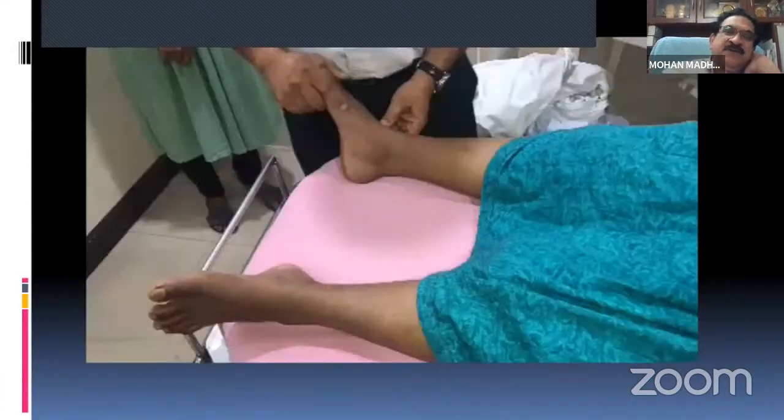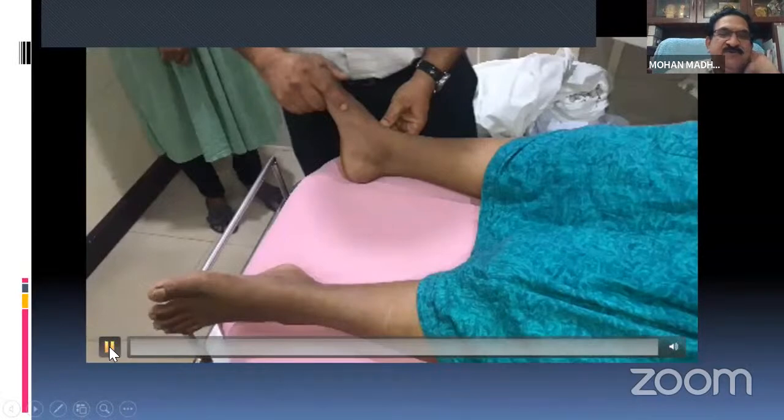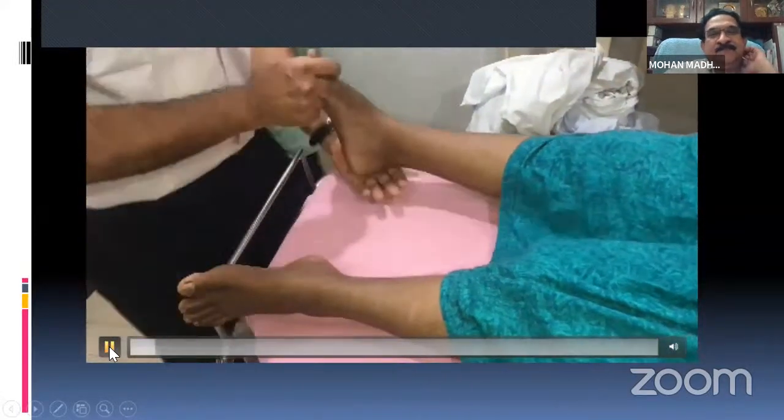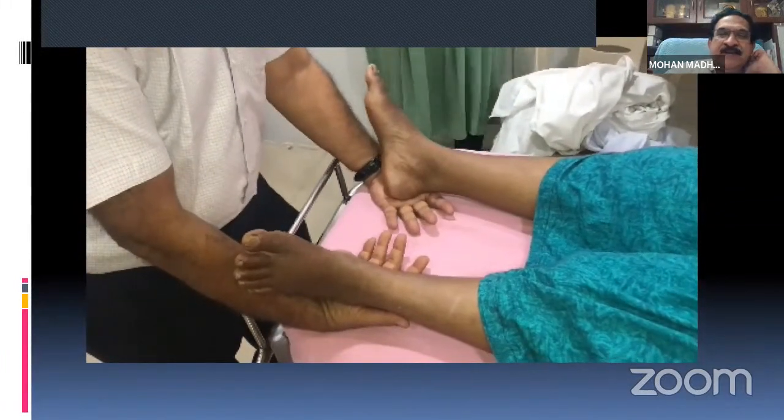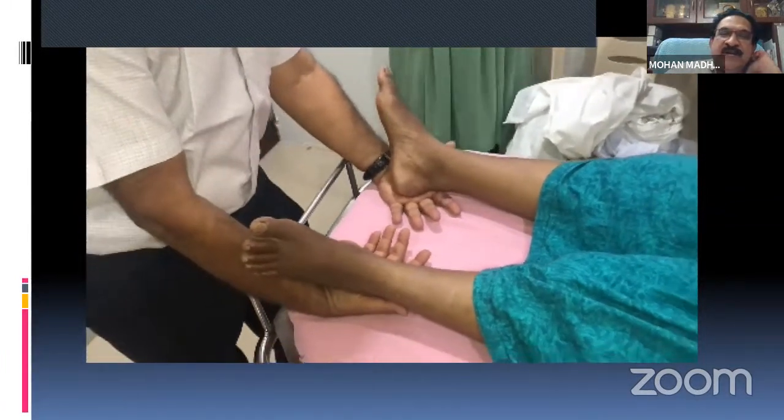So what test will you do now? There are 2 tests, one is called Hoover's test, the other is the Sonoo test. Put your hand beneath both heels. Ask the patient to lift one leg after the other.